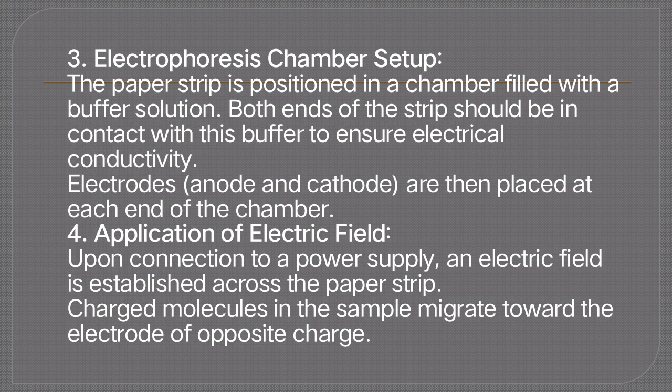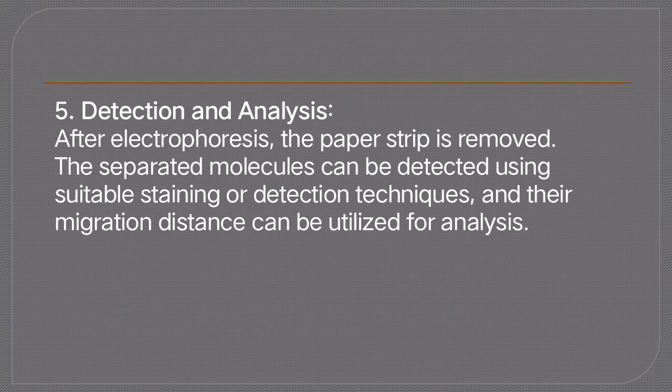Application of electric field. Upon connection to the power supply, an electric field is established across the paper strip. Charged molecules in the sample migrate toward the electrode of opposite charge. Then, detection and analysis. After electrophoresis, the paper strip is removed. The separated molecules can be detected using a suitable stain or detection technique, and their migration distance can be utilized for analysis.